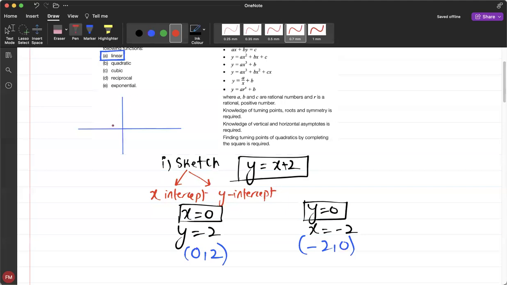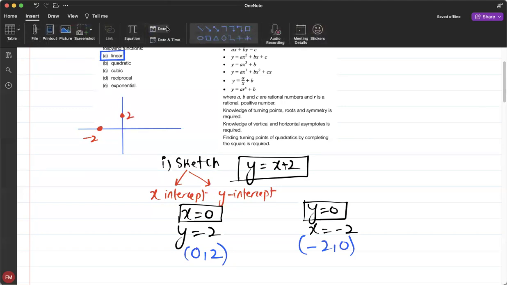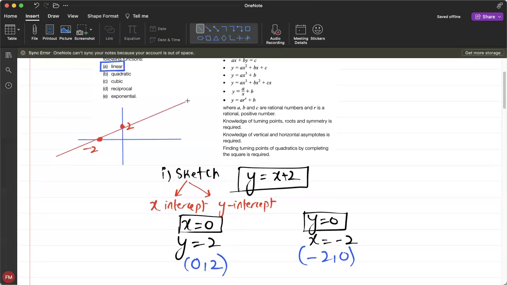Let's plot this over here. So I know 0 comma 2 should be somewhere over here. In a similar way, minus 2 comma 0 is going to be over here. I would expect that you label this out on the axis. So 0 comma 2, and that's about it. You take your ruler and you draw a straight line over here.